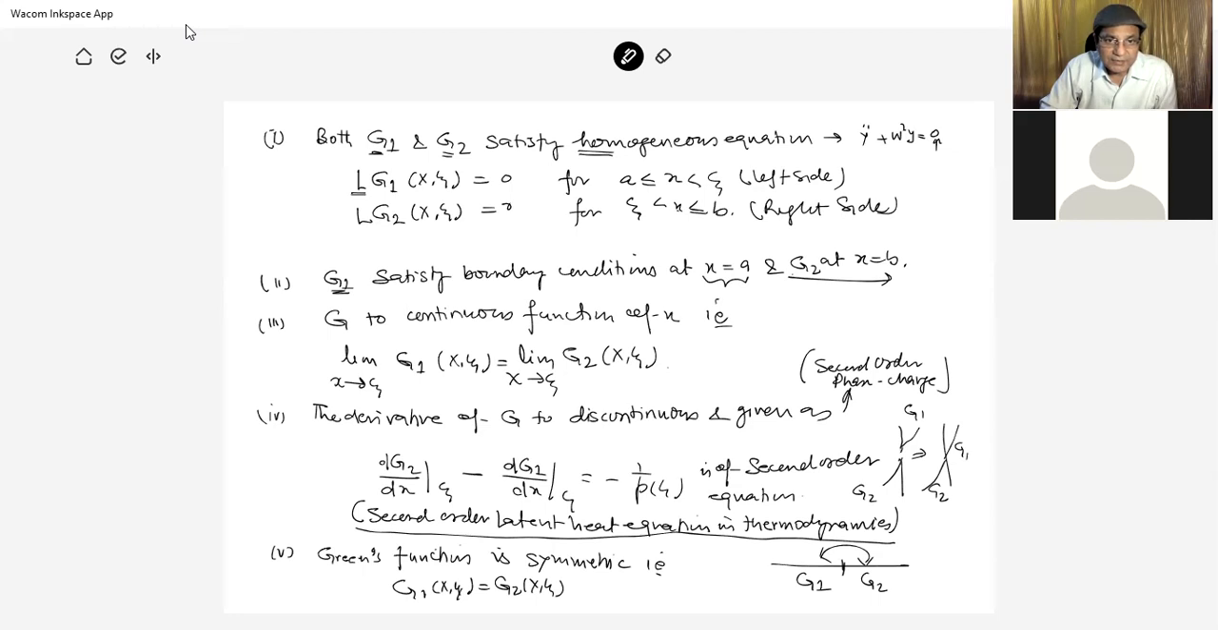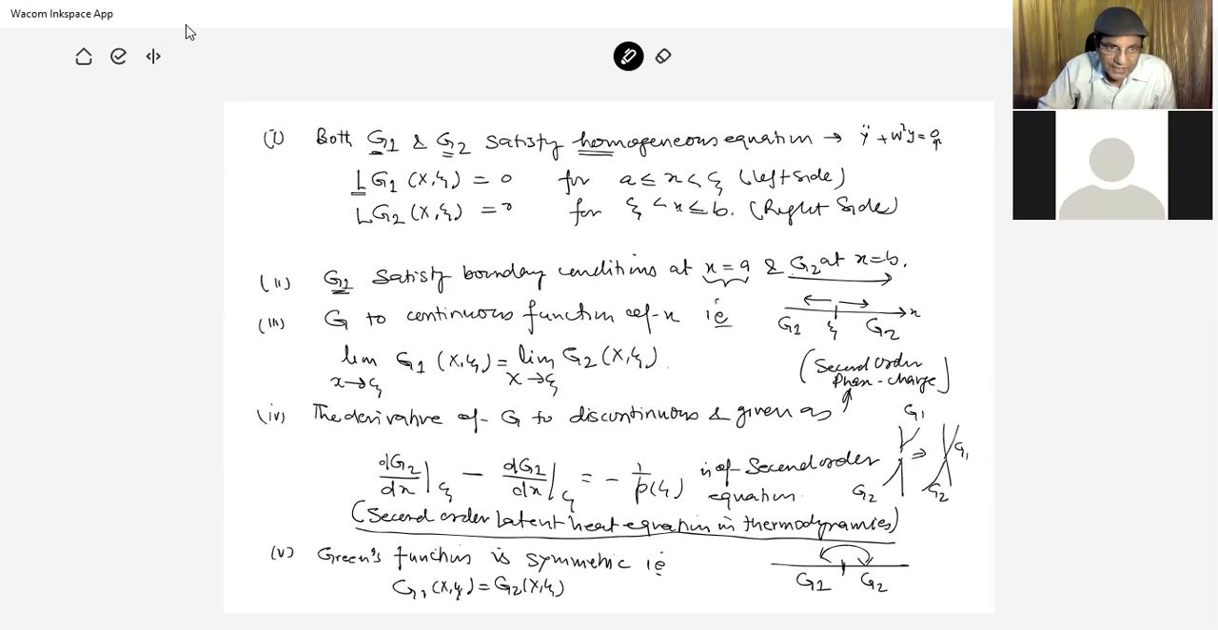So G is a continuous function of x, that is limit x tending to xi of G1, and limit x tending to xi of G2. Now more specifically, if we try to write from the sense of mathematics, suppose this is the x and here it is xi, and this G1 function is from the left hand side, and G2 is from the right hand side. This is the right and this is your left hand side.